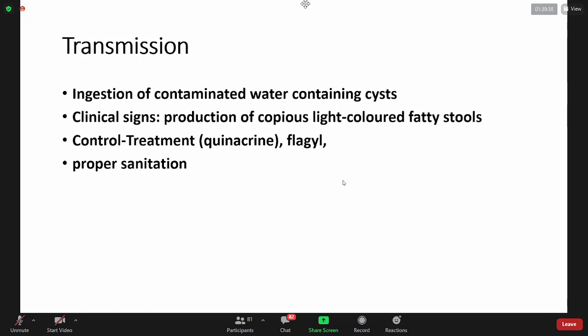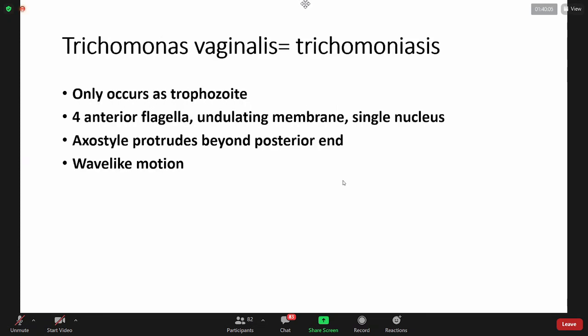The disease is characterized by production of a lot of light-colored fatty stools that are foul smelling. The control is by treatment using those drugs, and then proper disposal of feces, boiling of water, and proper cooking of food.